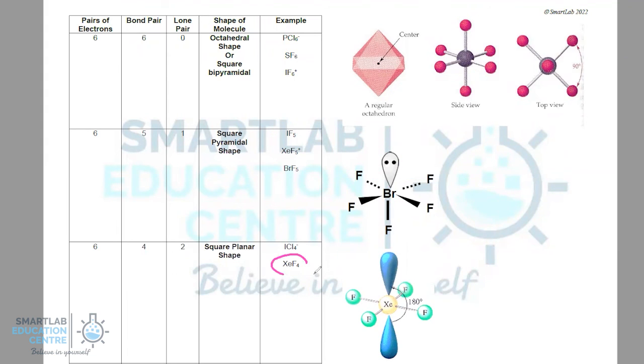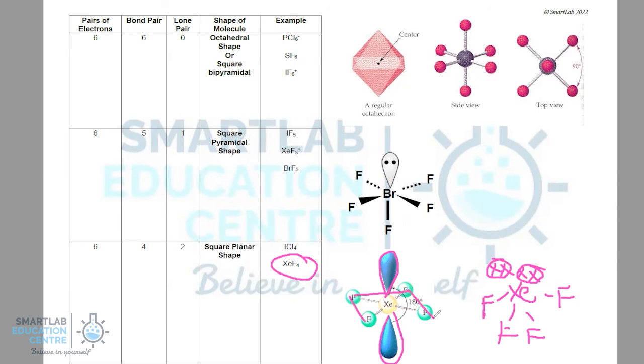And finally, we look at XeF4. In XeF4, we have 4 bond pairs with 4 of the fluorine atoms, and you have 4 electrons that are not bonded. Therefore, it will be 2 lone pairs and 4 bond pairs. And the 2 lone pairs, which need to be as far away from each other as possible, will be on opposite sides. Therefore, the final shape will be square planar.